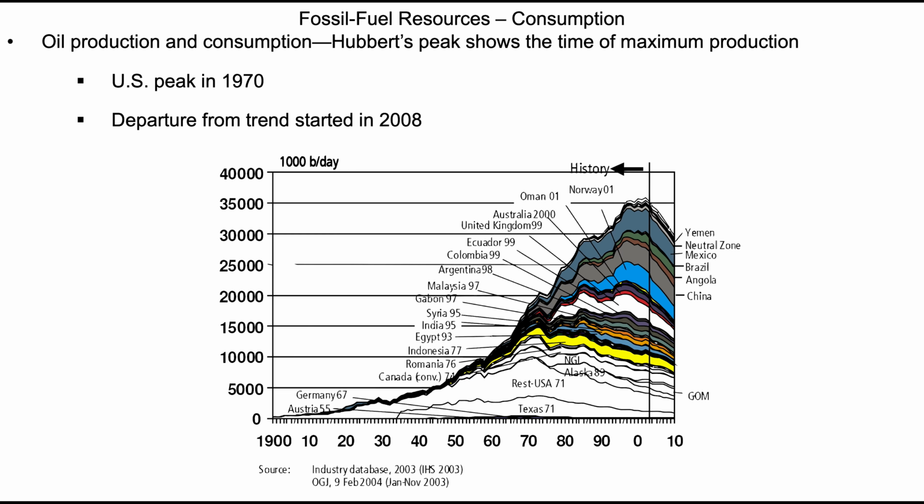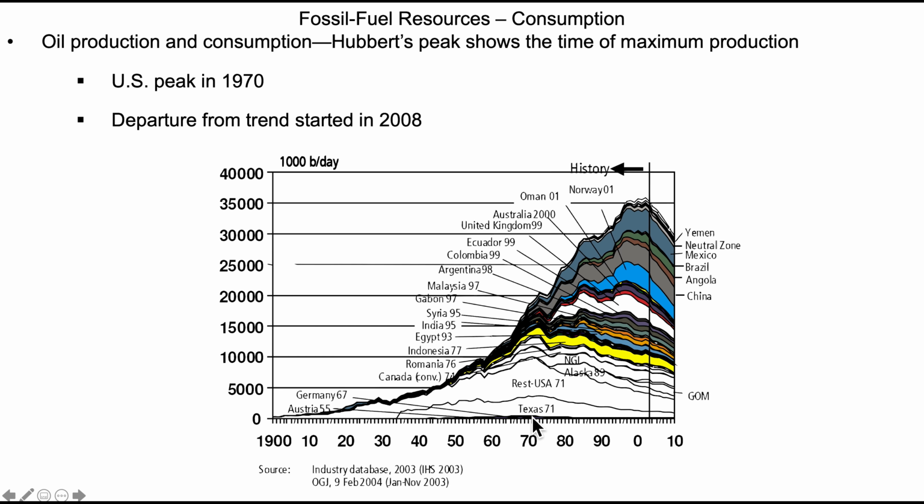This is an idea that was put forward in 1938 by someone named Hubbert. Hubbert's peak shows the time of maximum production. This is going to differ from country to country as oil fields are discovered and become depleted, when we've used up half of a given reserve. So that's the halfway point for consumption of a given country's oil.